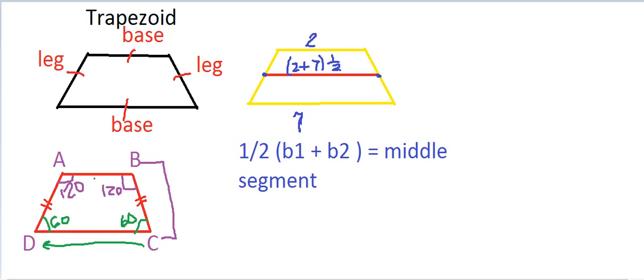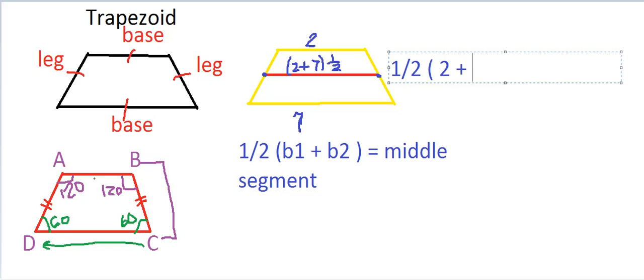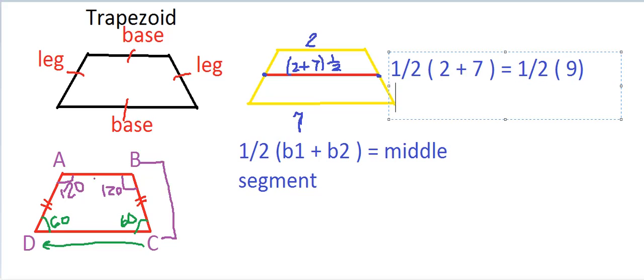Therefore, if the bases measure 2 units and 7 units, then 1/2 of 2 plus 7 is 1/2 of 9. How much is half of 9? This is 4.5. Alright, easy.